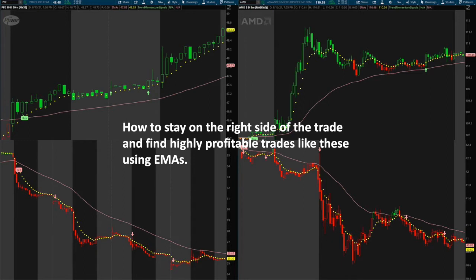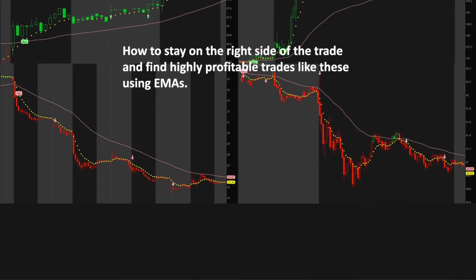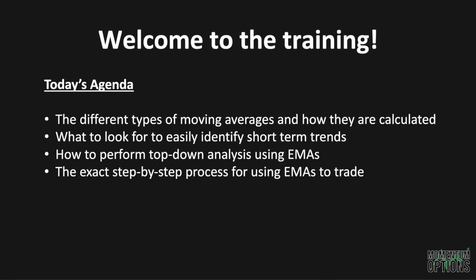Now, if you don't know much about trading or what EMAs are, we're going to be talking about all of that. In today's agenda, we're going to be talking about the different types of moving averages and how they're calculated, what to look for to easily identify short-term trends, and how to perform top-down analysis using EMAs, and perform this step-by-step process using EMAs to identify trades.